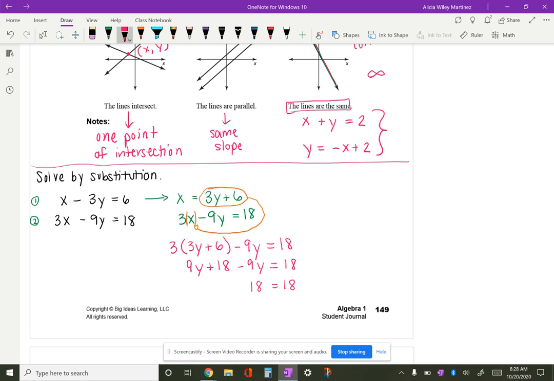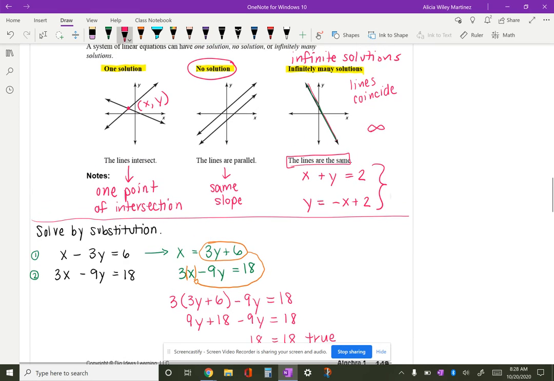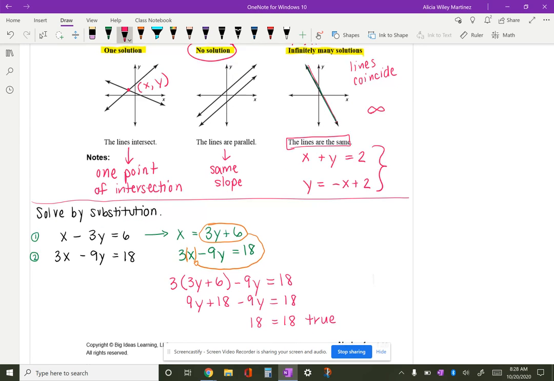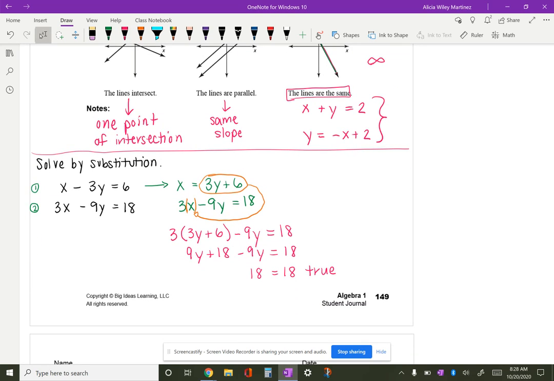And what I'm left with is a statement that is actually a true statement, but I just don't have any solutions to my variables. Now, this does not mean that it's automatically no solution, because remember, we have 3 options up above. We have a point of intersection, which didn't happen because I didn't get a value for y. It canceled out. So our 2 options that are left are either no solution or infinite solution. So we need to talk about what this one is going to be.